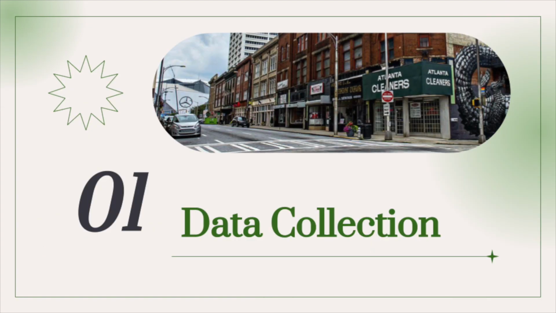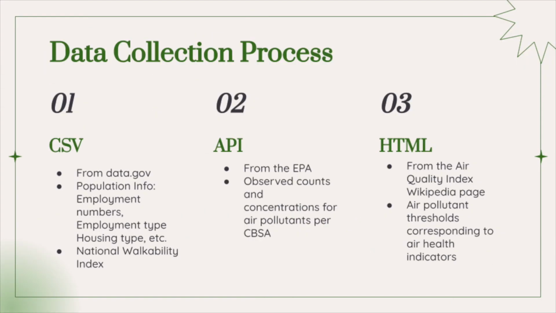Our first data set is a downloaded CSV file from data.gov that contains population information for CBSA tracts in the United States. CBSAs are geographical areas that consist of one or more counties anchored by an urban center. The data set contains specific population information such as number of employed individuals, employment type, and types of housing, as well as National Walkability Index, a value between 1 and 20, with higher values indicating greater walkability for each CBSA tract.